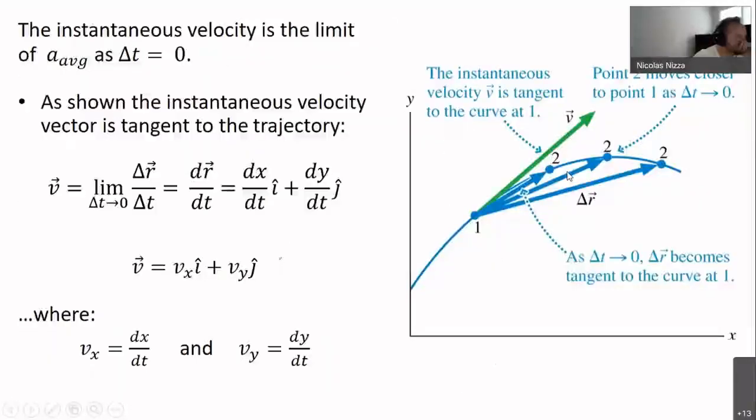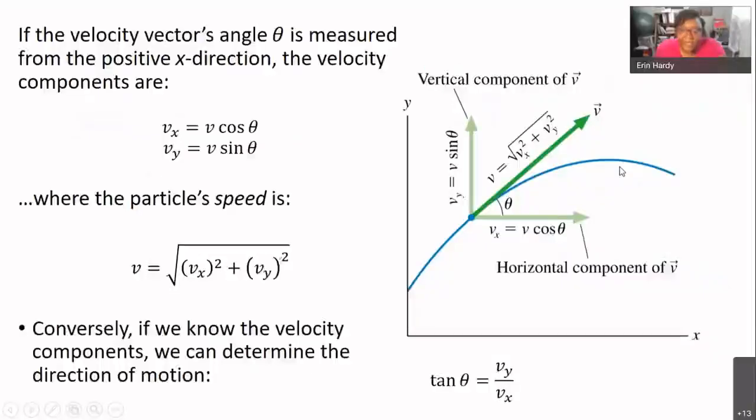Okay, so this green vector from this slide is the same as this one here. So we've isolated our instantaneous velocity vector. We want to decompose that just as we did in our chapter 3 practice problems.